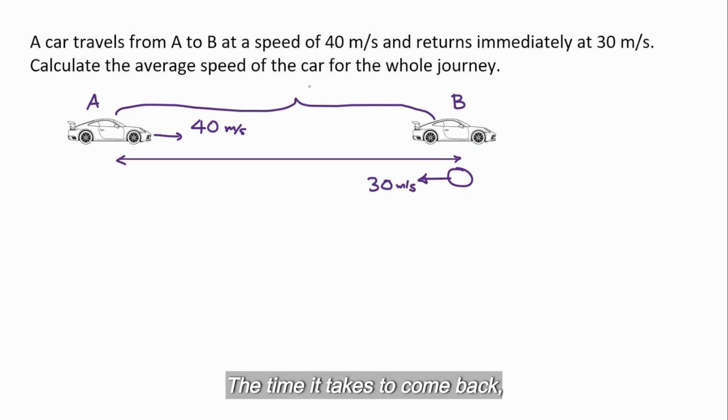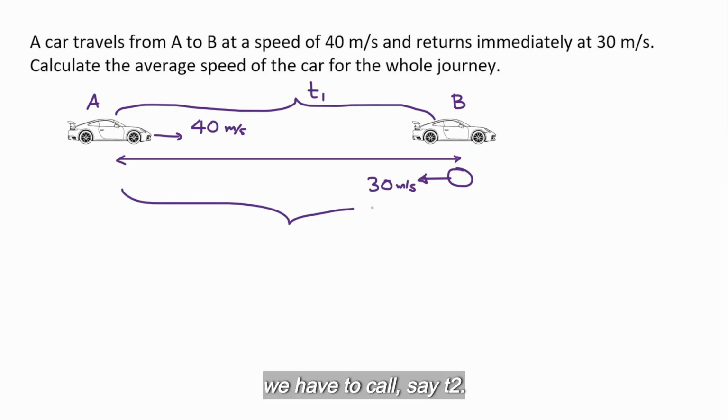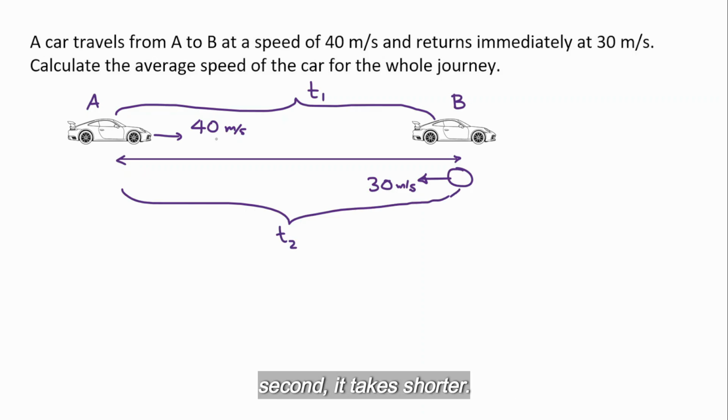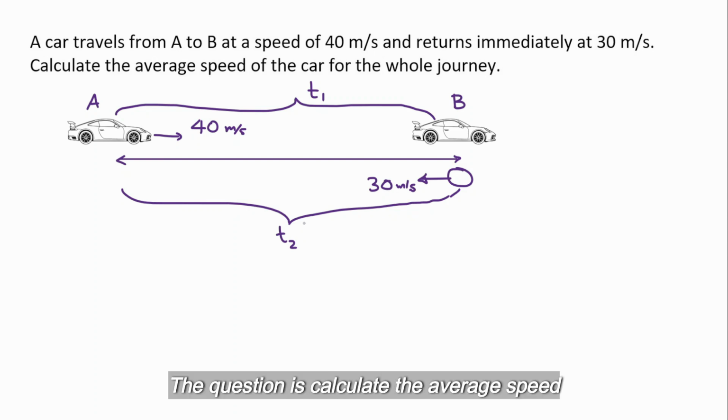The time it takes to come back, we have to call, say, T2. It is different. Obviously, when you are traveling at 40 meters per second, it takes shorter. So T1 is actually smaller than T2. But the point is they are different. The question is, calculate the average speed of the car for the whole journey.